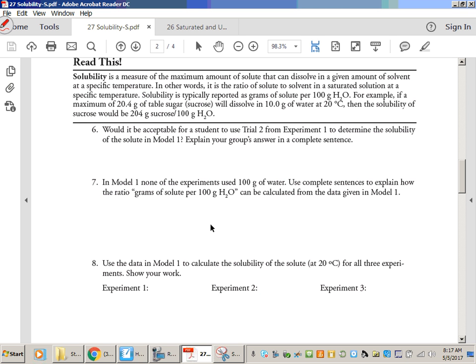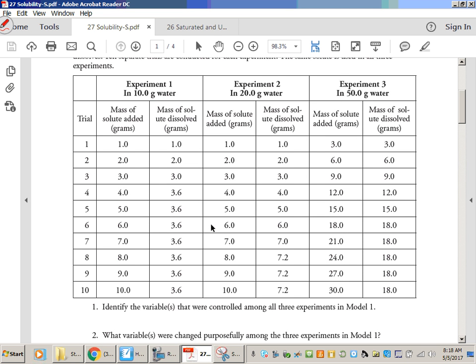Okay, so looking back at the data, you may need your partner to sit next to you. Would it be acceptable to use the information for trial 2 from experiment 1 to determine solubility? Hold on. Let's not do that one; this is the one I want to do. In model 1, none of the experiments were identified as 100 grams of solution, but you saw 10, 20, and 50. Let's determine, based on the data, the saturated point of each of these. I'm going to do this on the board over here. You should write this down on your own. This is basically question 8 underneath this section.